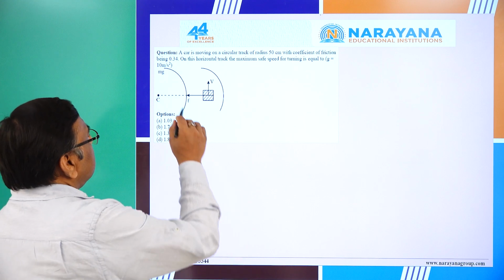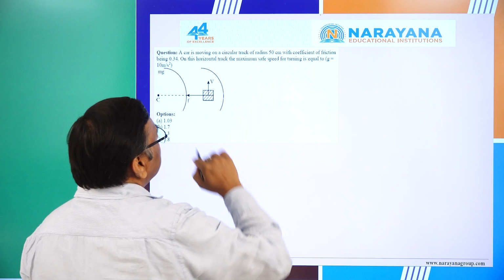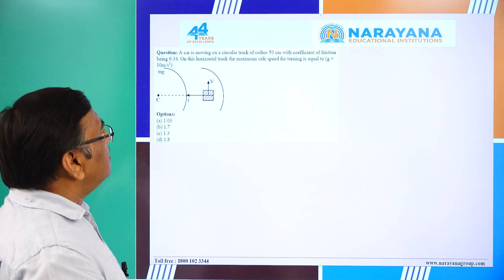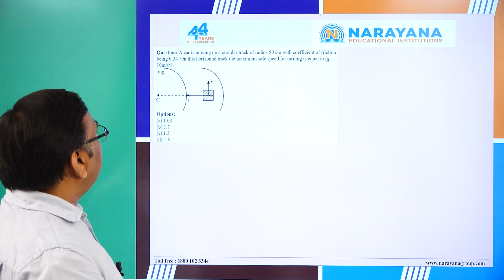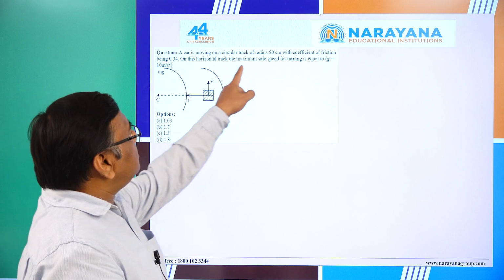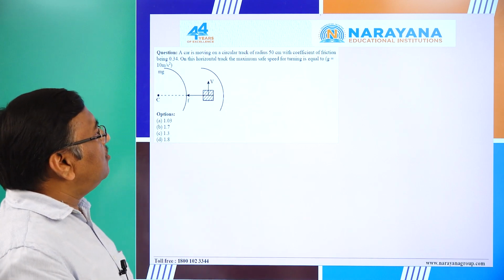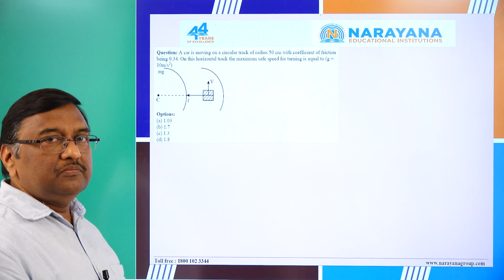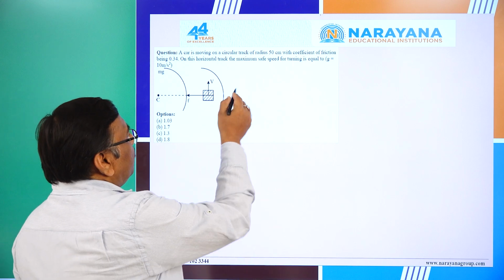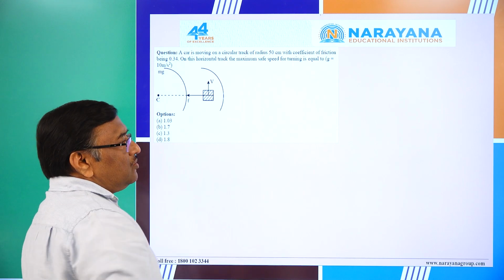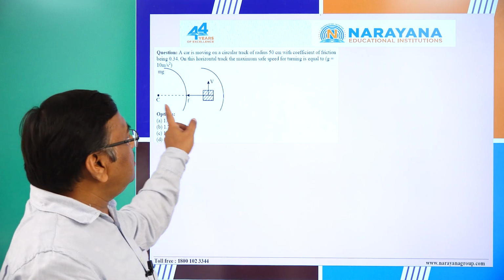Again, you can read this question as: a car is moving on a circular track of radius 50 centimeter with coefficient of friction being 0.34. On this horizontal track, the maximum safe speed for turning is equal to. Now you know, whenever the body is moving, it's a very well-known question on circular motion on a horizontal surface.